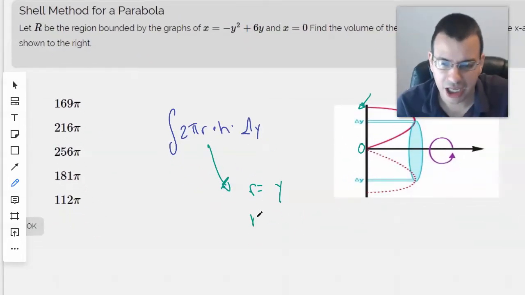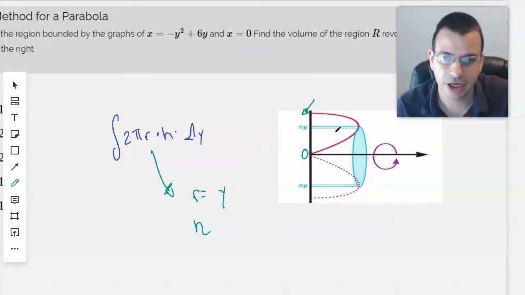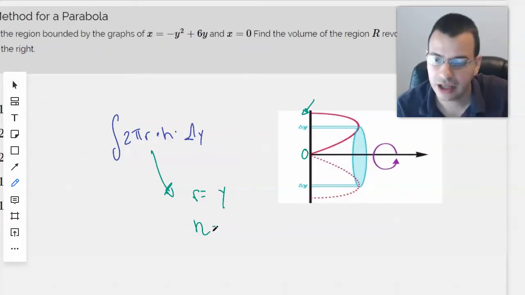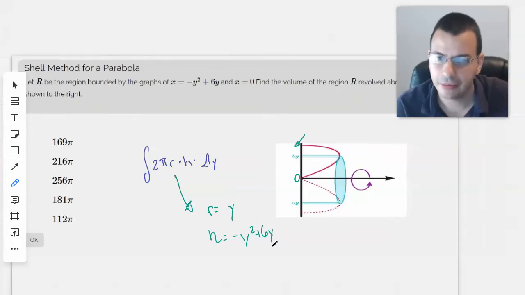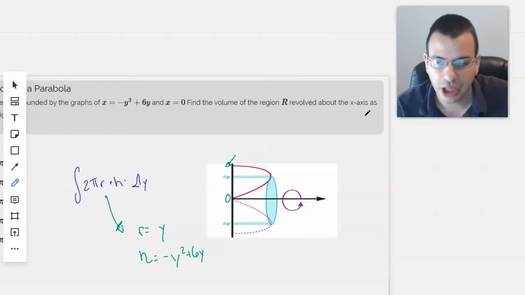And then h would be the height of these shells or cylinders. And that will be this value right here, which we're given as negative y squared plus 6y. Okay? And so now we need to find out the final y value. Okay, we can do this.